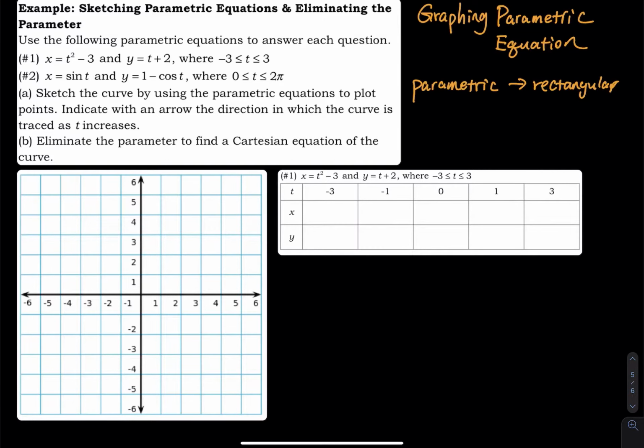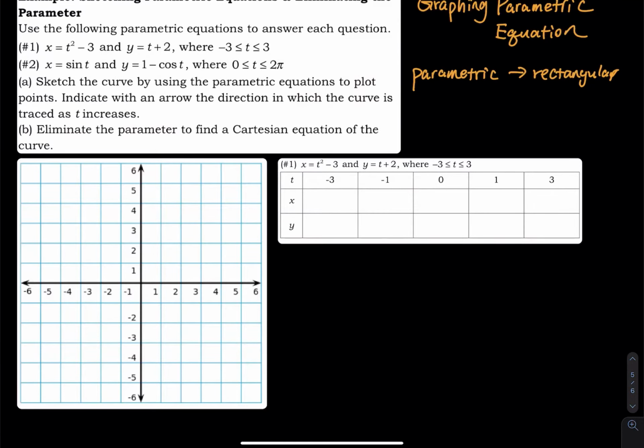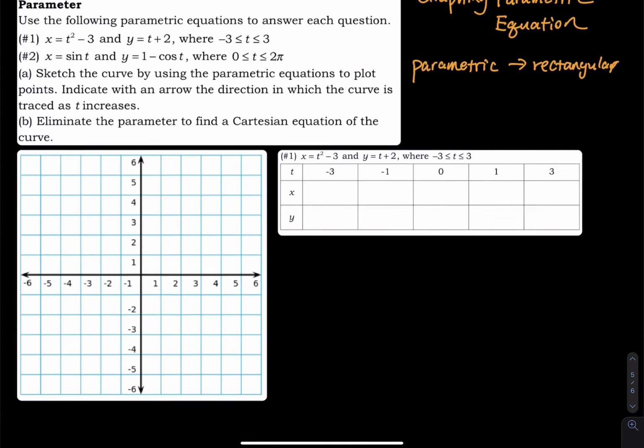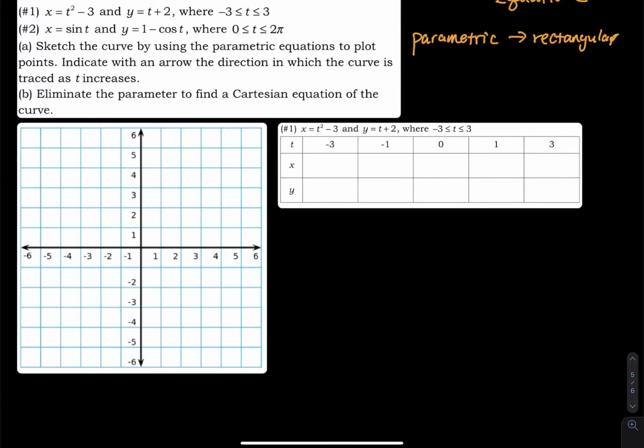So first of all, we have to plug in each of these t values into the parametric equation. Starting with t equals -3. When t equals -3, we have x equals (-3) squared minus 3, that equals 6. And then y equals, forgot the square, -3 plus 2.